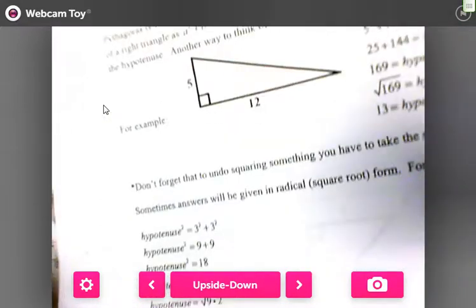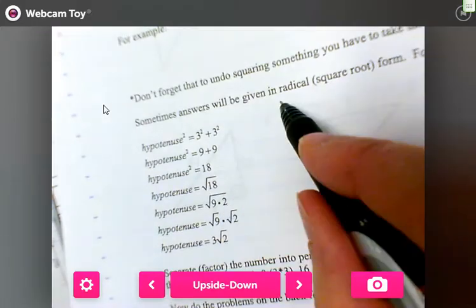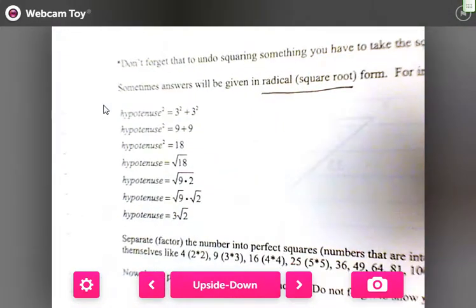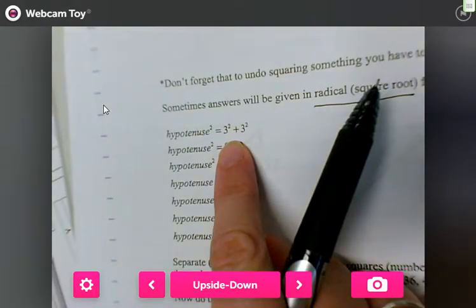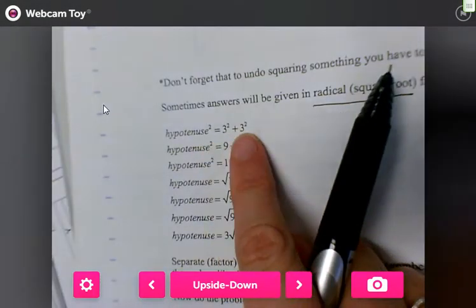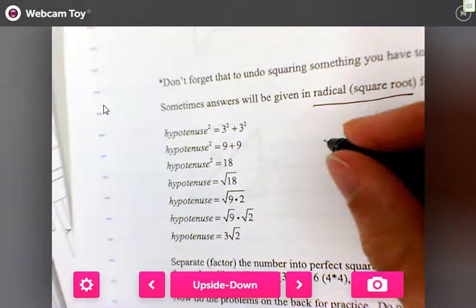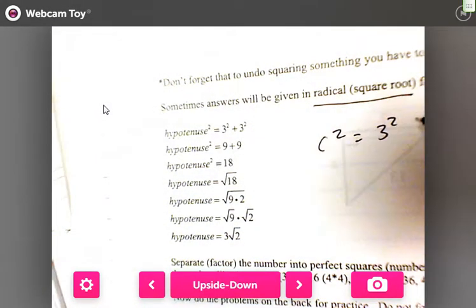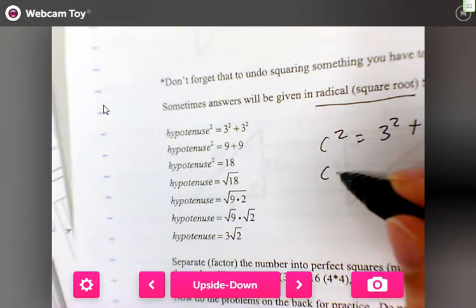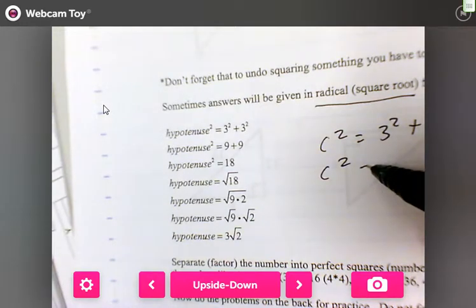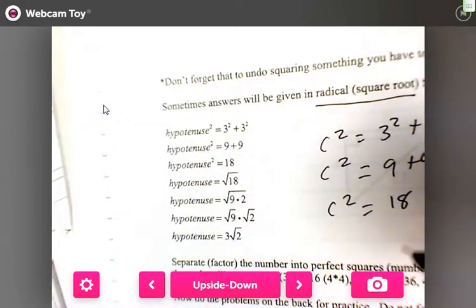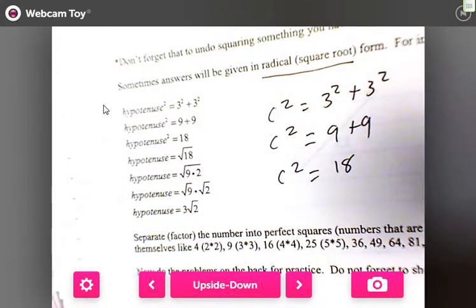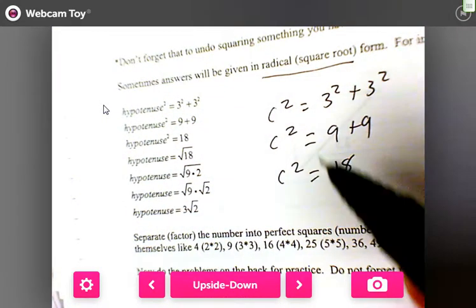One of the things we're going to talk about is giving a radical in square root form. So here's an example. We've got the hypotenuse squared equals 3 squared plus 3 squared. So we've got c squared equals 3 squared plus 3 squared. 3 times 3 is 9. 9 plus 9 is 18. Not 81. 9 times 9 is 81. Whew. So we're going to square root it.